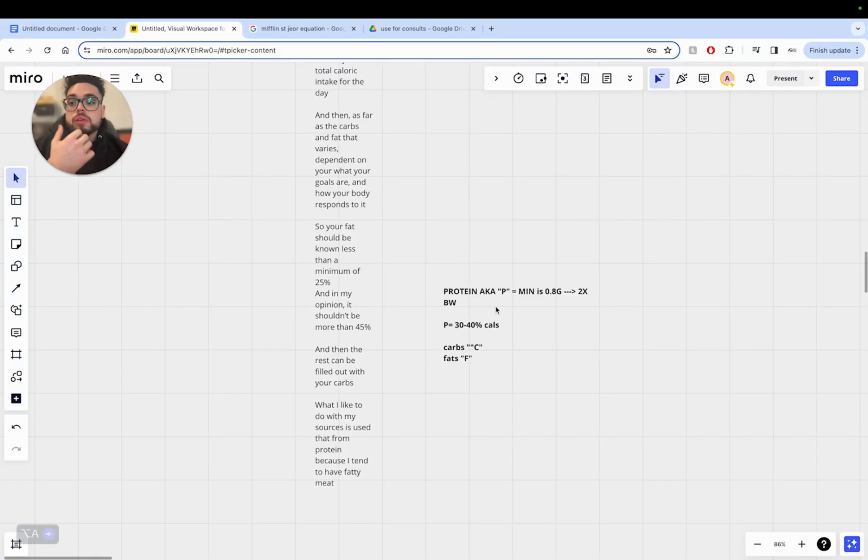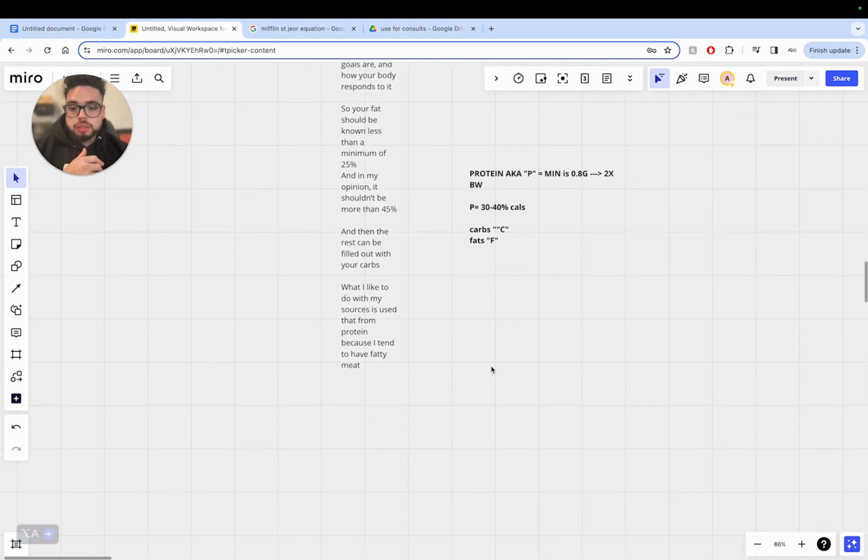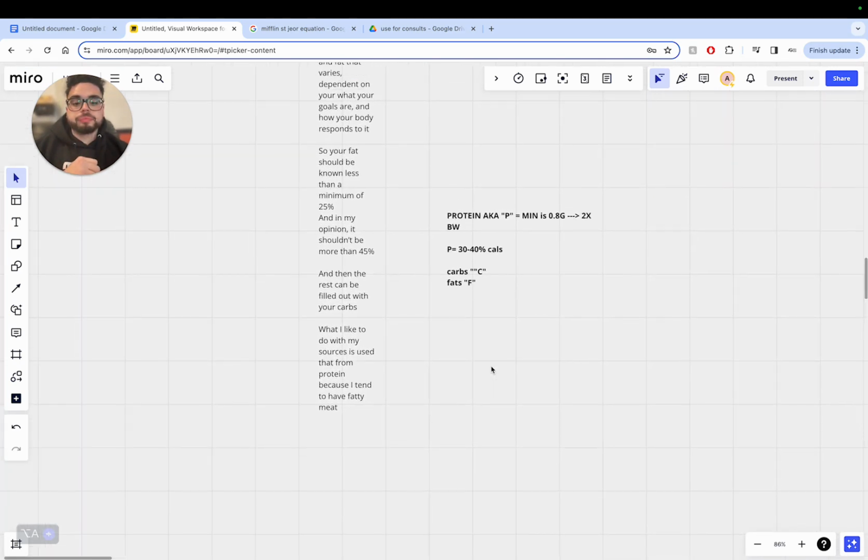So fats are more important than carbs, 100%, right? It's inarguably, is that a word? Where'd the rest of the text go for this? Oh, that's so annoying. Hold on.